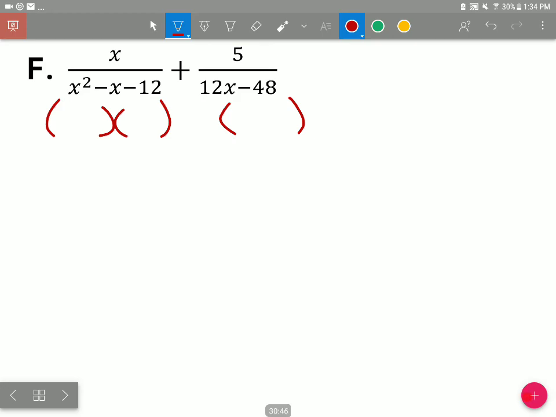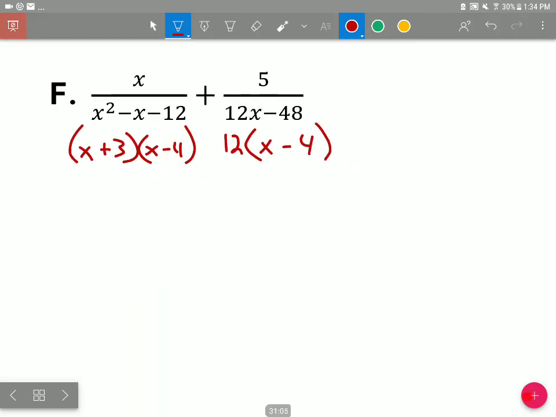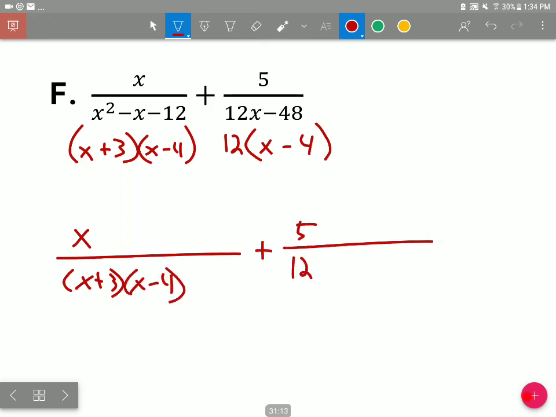So for the first two, what did you get? X plus 3 and x minus 4. Yes. And for the second one, you got what out front? 12. And on the inside, you got? X minus 4. Sweet. All right, let's get that common denominator. So we have x over x plus 3, x minus 4, plus 5 over 12, x minus 4.